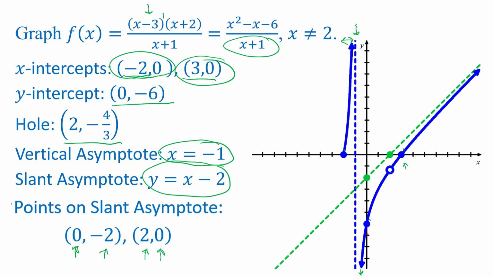What's happening at x equals -2? Our x-intercept of -2 comes from the factor x plus 2 raised to the first power, an odd power in the numerator. So our graph is going to cross at that point. It will head on down and approach the slant asymptote. All right, there we have it.